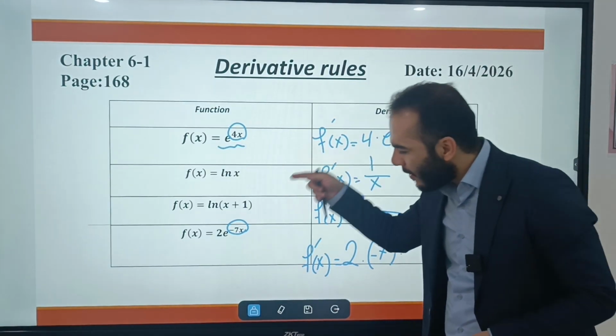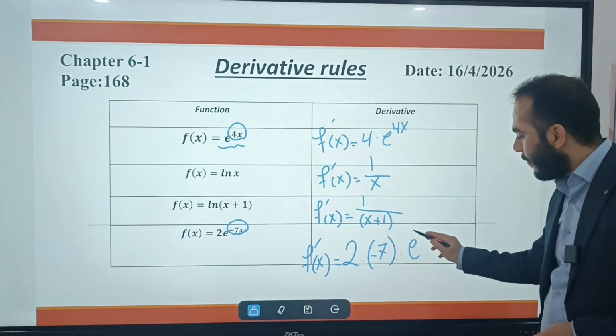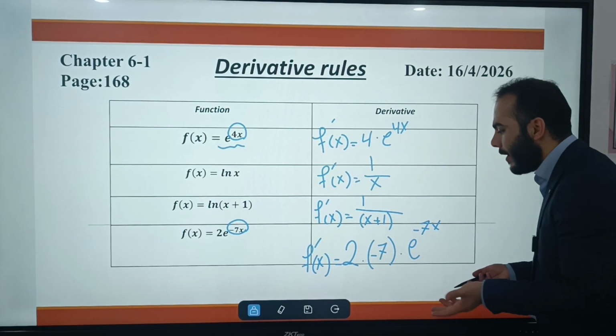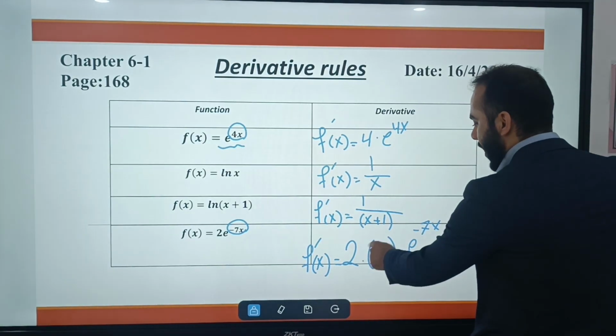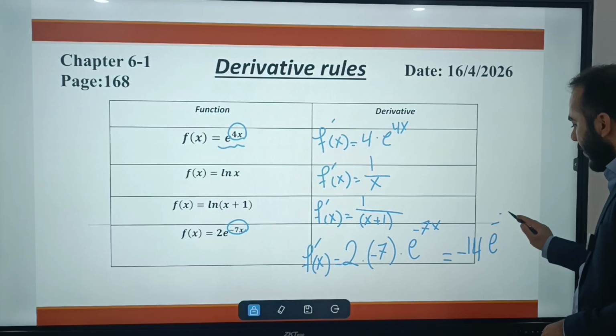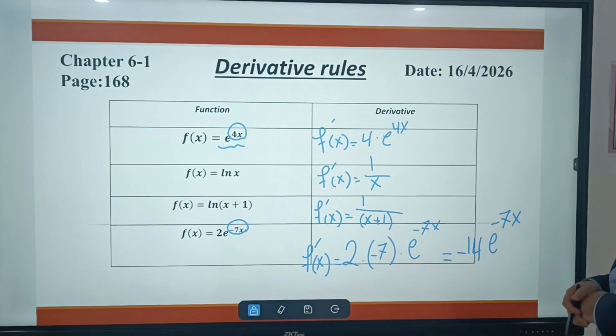Multiply by the same function of e. E powered by negative 7x. Right now, can we simplify a little bit more? Definitely yes. 2 times negative 7, negative 14, e powered by negative 7x. Khalas.